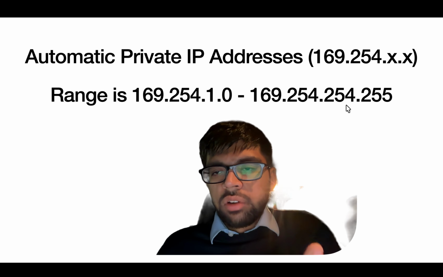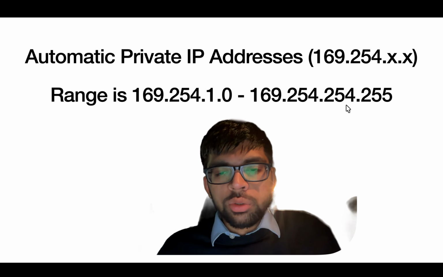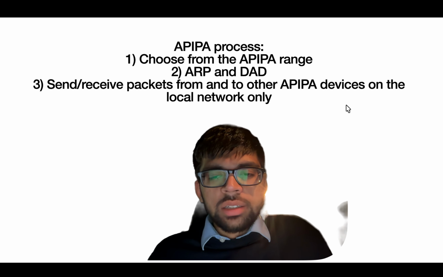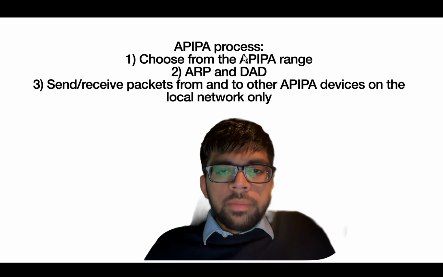But it's very important to be aware of that 169.254. Please remember those 2 numbers there. That is for Automatic Private IP Addressing, APIPA. So the APIPA process is right.